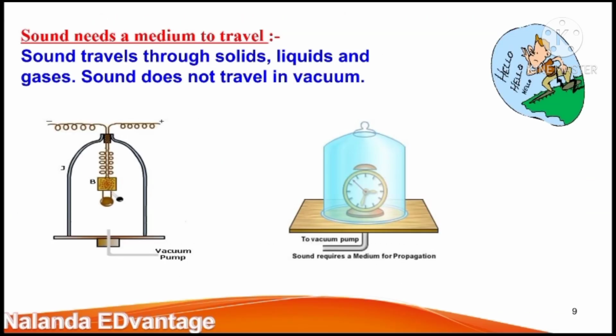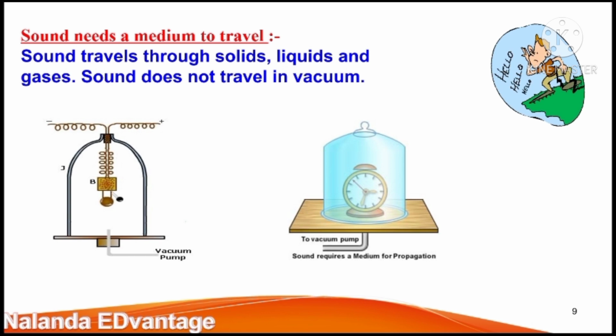Now an activity to prove that sound needs a medium to travel. Sound travels through solids, liquids and gases, and it does not travel in a vacuum. And you know the conditions: in solids it moves the fastest, and thereafter the speed decreases. For this activity we need a bell jar system, a vacuum pump and a clock or an alarm clock, anything that can produce a sound. In the first activity, when we put on the electric switch, the clock rings and we can hear the sound in the air around us.